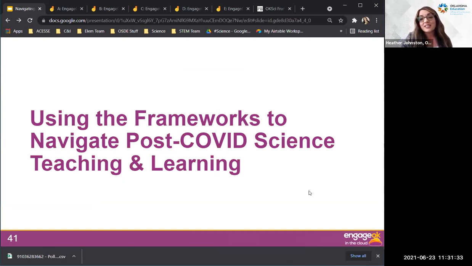So then the next piece that we are going to look at is how do we use these frameworks to support post-COVID science teaching and learning? Now, we know some of you were in school all year long. Some of you were hybrid, some of you were completely virtual, some of you were a little bit of everything and going back and forth. So we know that districts are going to be in different places.